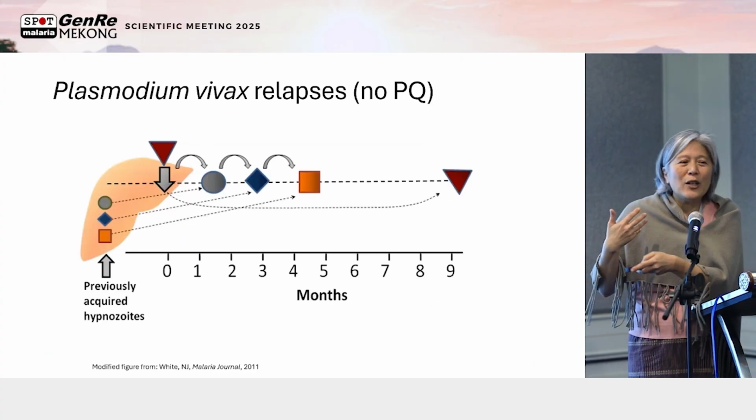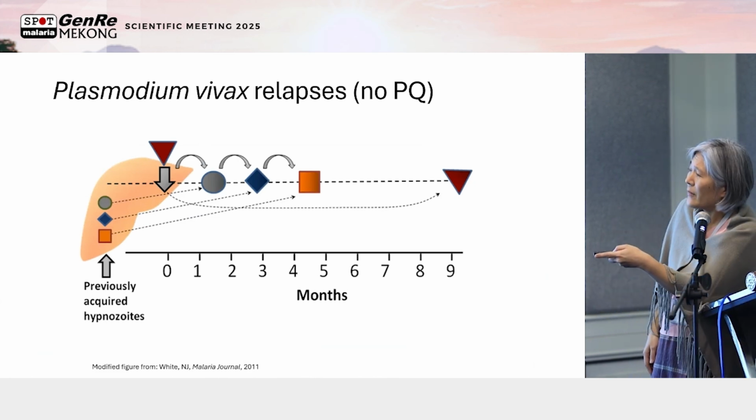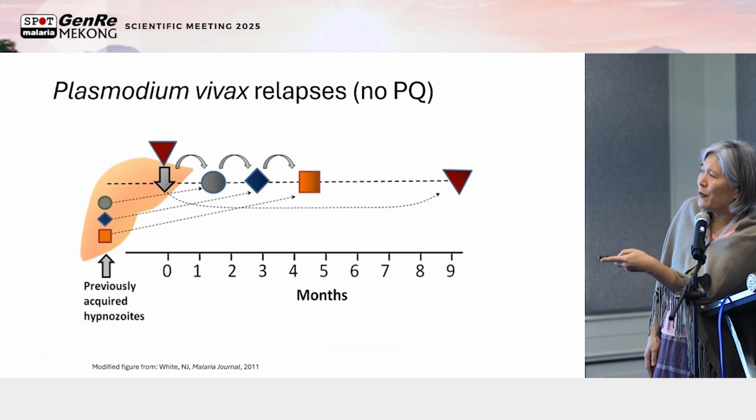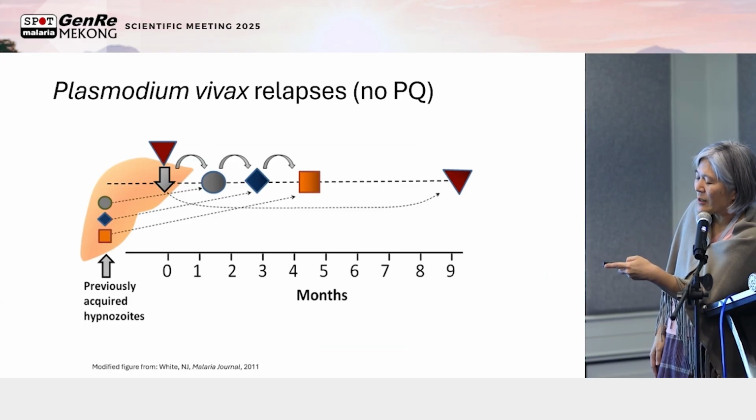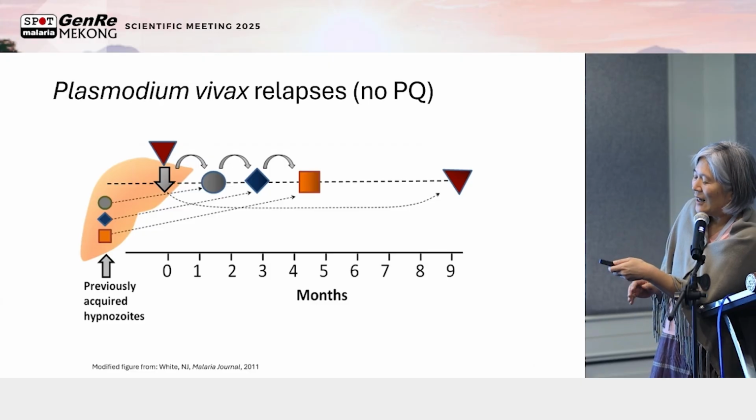Now, how do we know if a recurrence is relapse or reinfection? This is a figure from one of Nick White's papers. I've modified it, so I've changed the meaning of the figure a little bit.